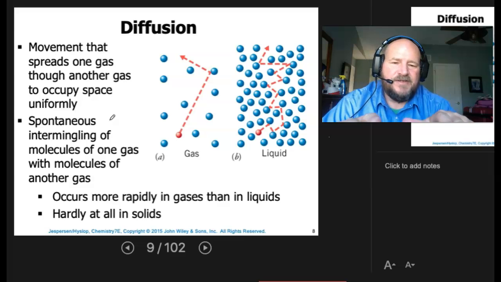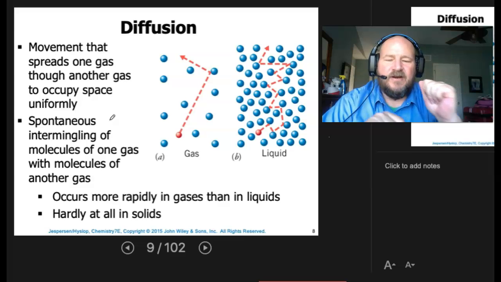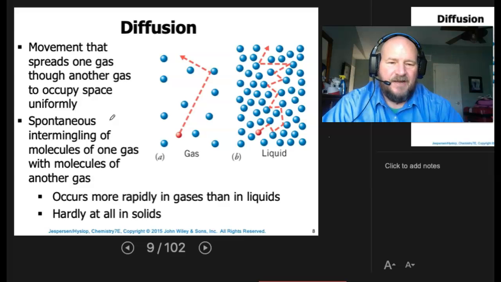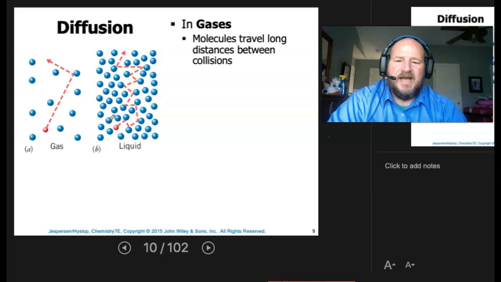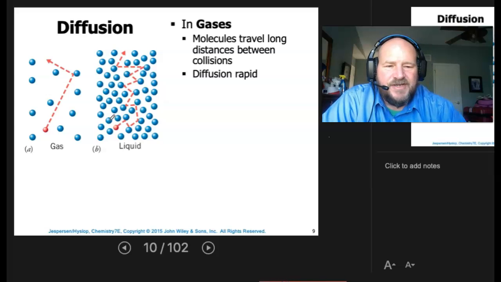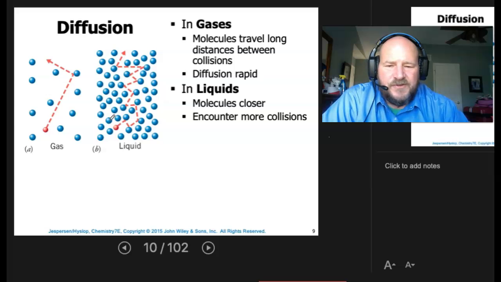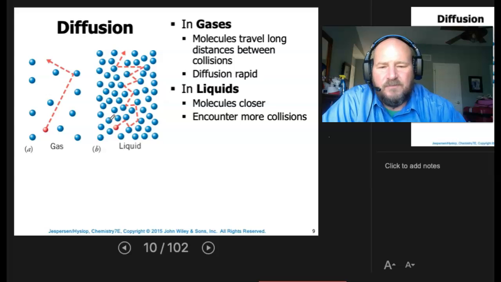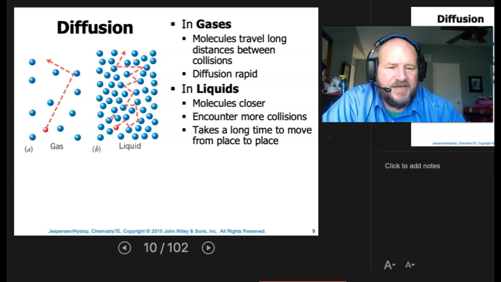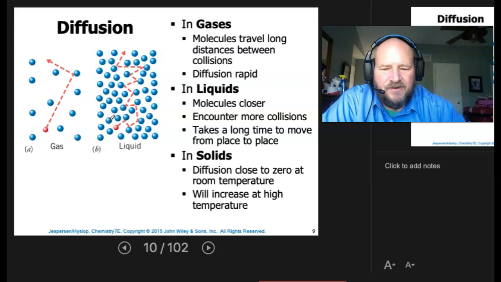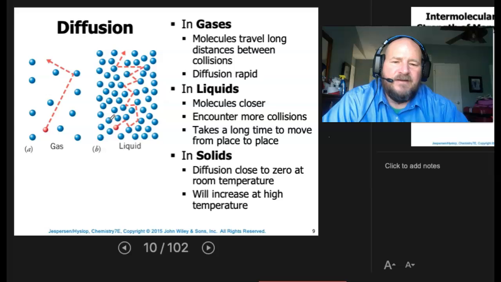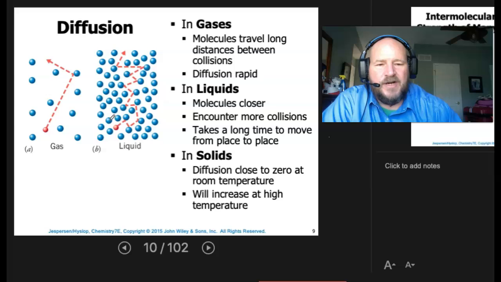But if I take two liquids and put them together, then you can slowly see one diffuse into the other. And if we're looking at gases, that's going to happen a lot faster. So in gases, remember, the molecules are traveling larger distances and at higher speeds. And with liquids, the molecules are already close together. They encounter more collisions, but they also bounce around, which takes a longer time to move from place to place. And in solids, it's close to zero at room temperature because, again, they're pretty much steady in spot. They're not moving around at all, just vibrating.